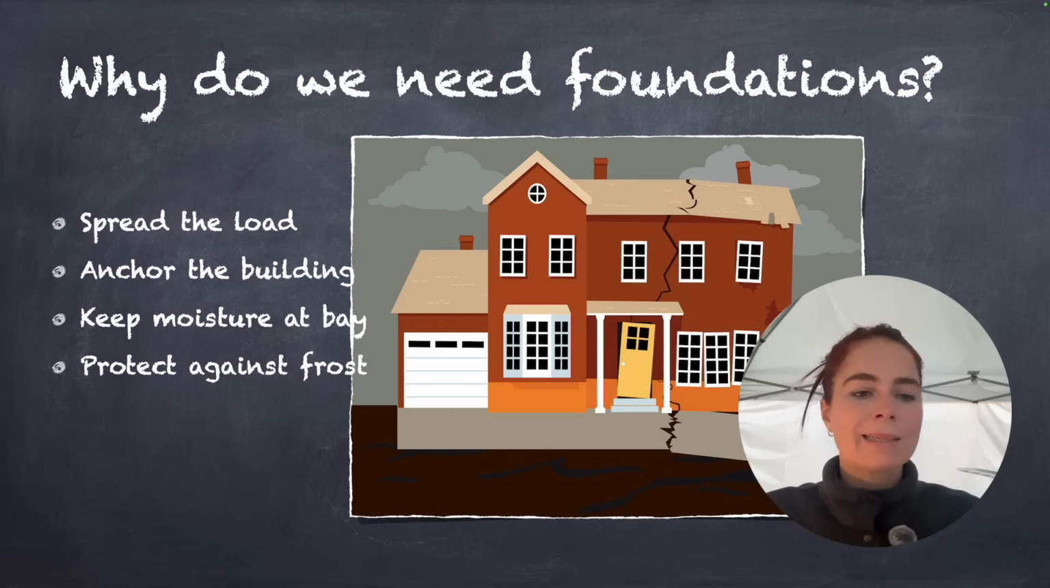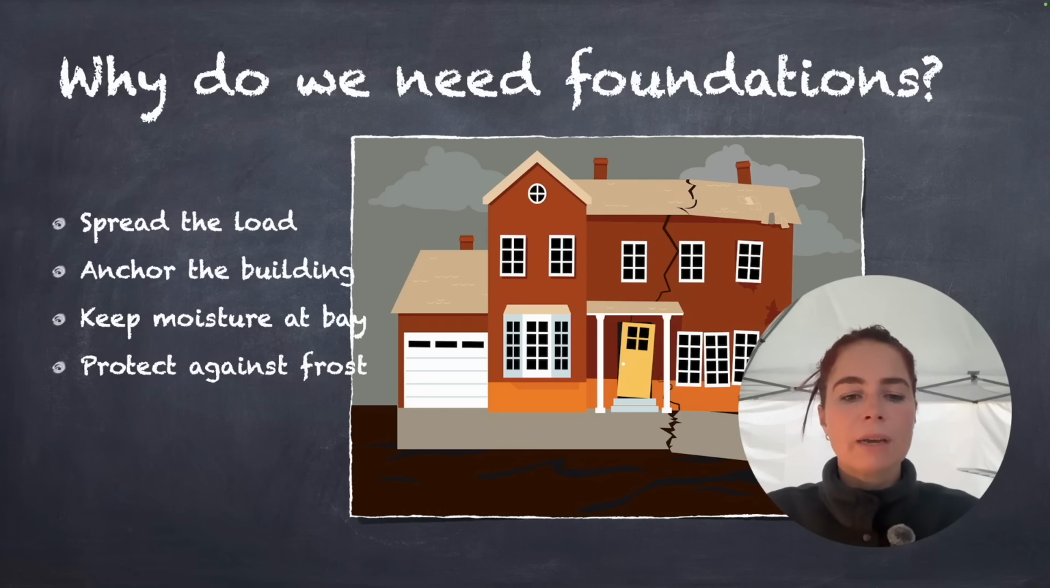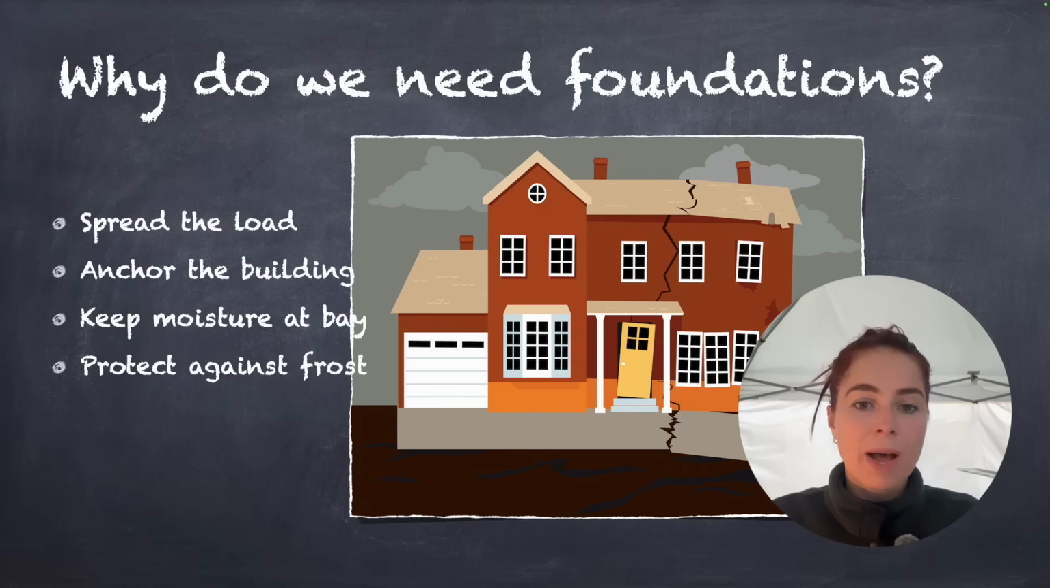The next thing it does is it anchors the building. So it ties the building to the ground so that frost or wind or earthquakes, none of that stuff is going to cause the structure to fall over or to topple, to lose its stability. And then another thing that it does, if it's done well, is it keeps moisture away from the building.